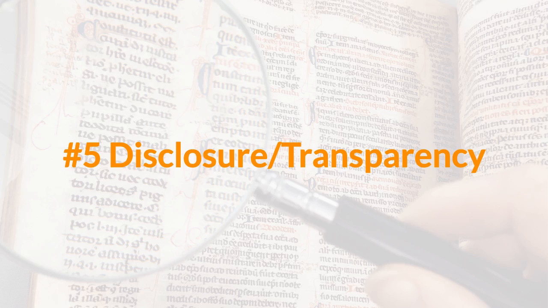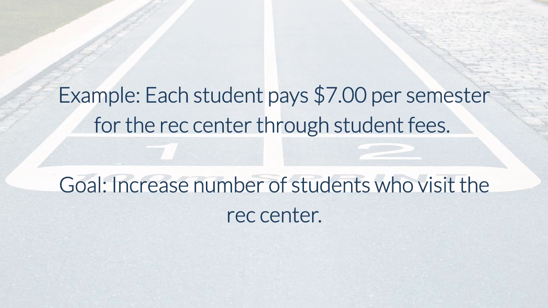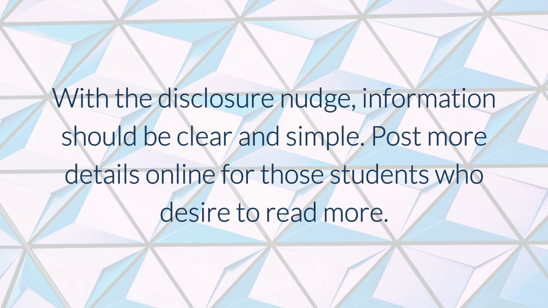Number 5, disclosure or transparency. In this example, let's say that your students pay $7 per semester for the rec center through their student services fee. The goal here would be to advertise that information to increase the number of students who visit the rec center. With the disclosure nudge, information should be clear and simple. If you have a lot of details, consider posting that online for those students who desire to read more.